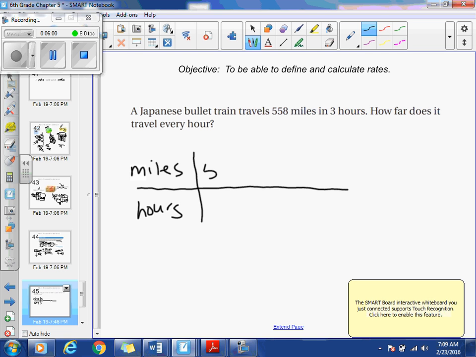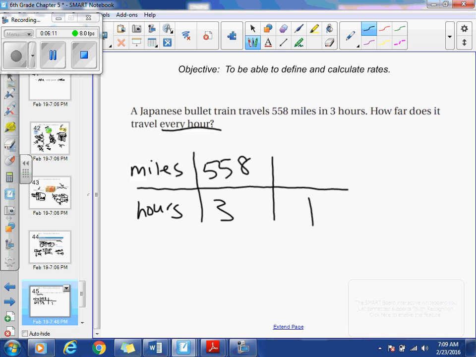Ready? Miles an hour. 558 miles in 3 hours. How far does it travel every hour? So here we are finding a unit rate. We want to know how far it goes in 1 hour.